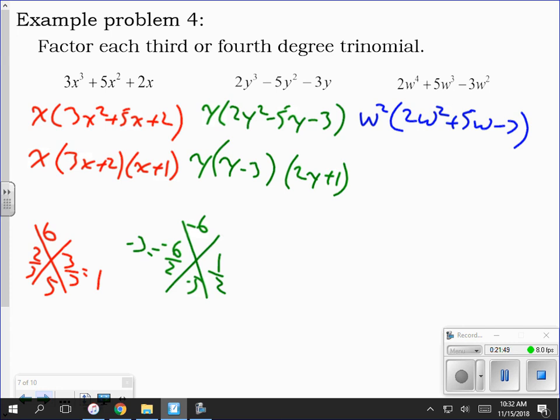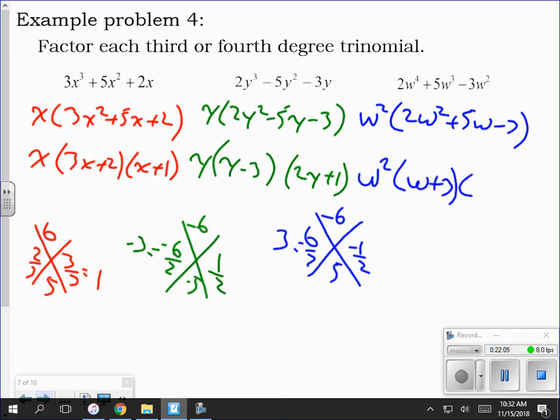It changes things. Still set this up. -6 and 5, which is -1 and 6. Divide those by 2. And I get 3, and I get w squared times w plus 3 and 2w minus 1. It does make a difference, the plus and minuses. It does make a difference. Okay. So these ones, you should always look, is there a common factor I can pull out first and then go from there? Sometimes there is, sometimes there isn't.